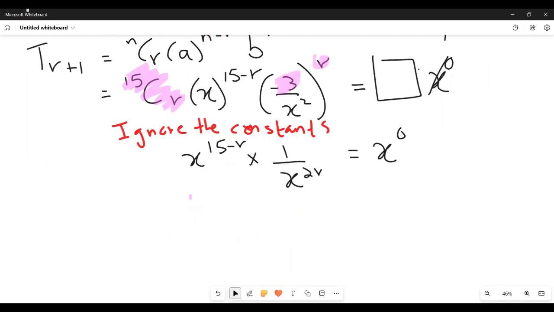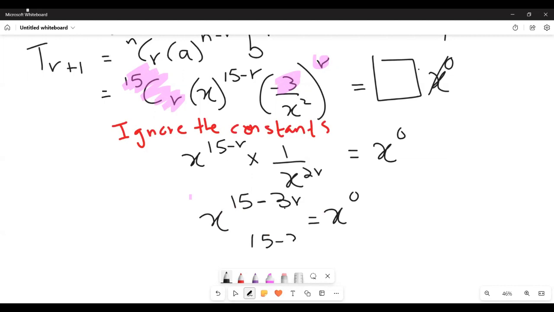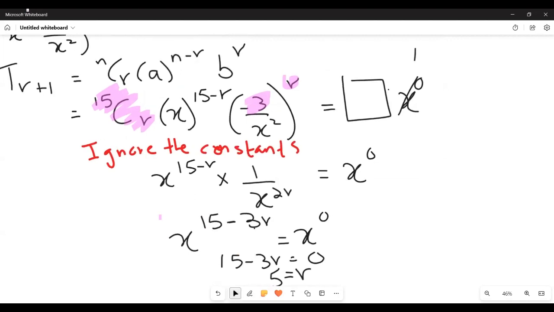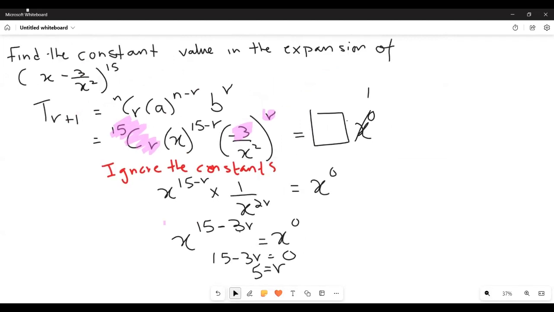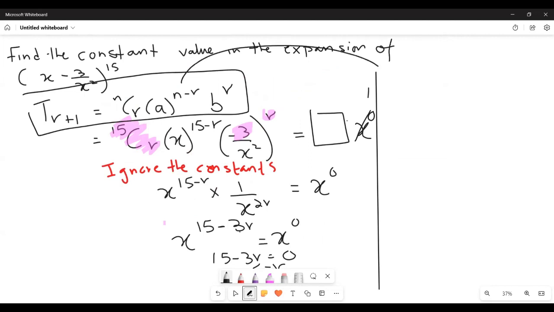Now we will find the value of r. So we get x to the 15, minus 3r, because when 2r goes up, it will get subtracted: minus r, minus 2r is minus 3r, equals x power 0. So 15 minus 3r equals 0, that gives us r equals 5. So TR plus 1, which is T6, is going to be the sixth term, which is going to be the constant term. So let's rewrite this formula with the value of r that we have now. T 5 plus 1 equals n, which is 15, C r, which is 5, a is x power 10, and b is minus 3 over x square power 5.